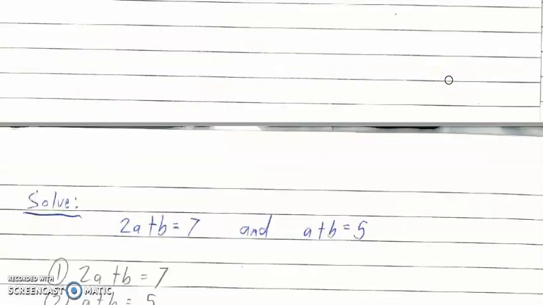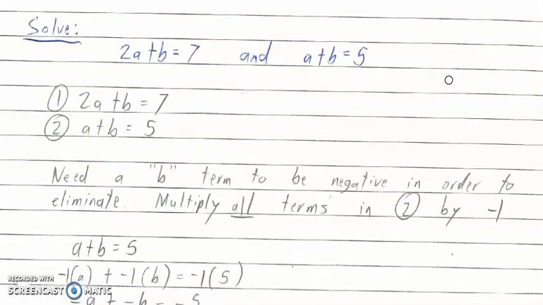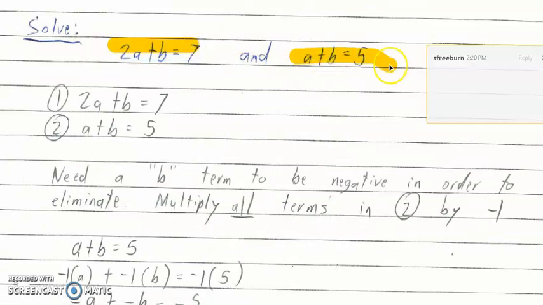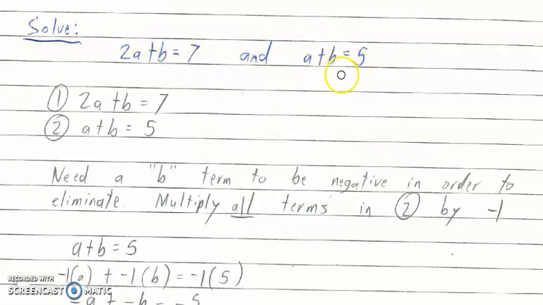Okay, on to the next example. We have two new equations. 2a plus b equals 7 and a plus b equals 5. Like always, I've written both equations here and labelled them 1 and 2.